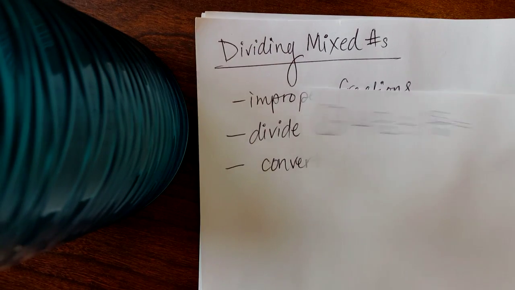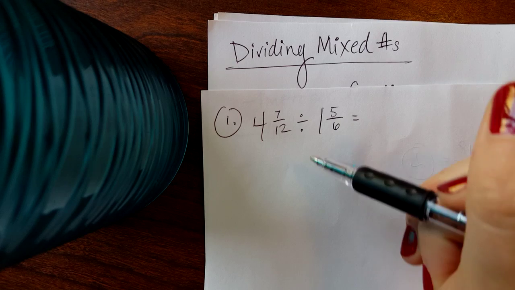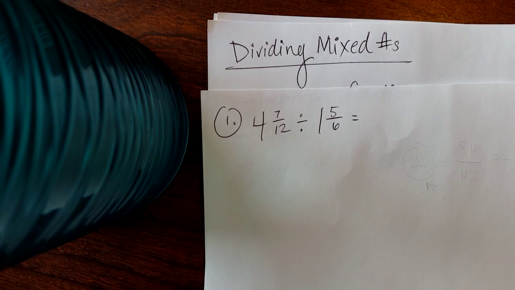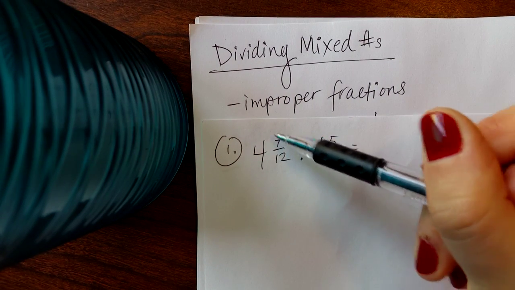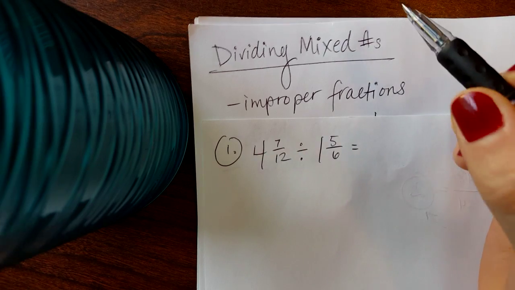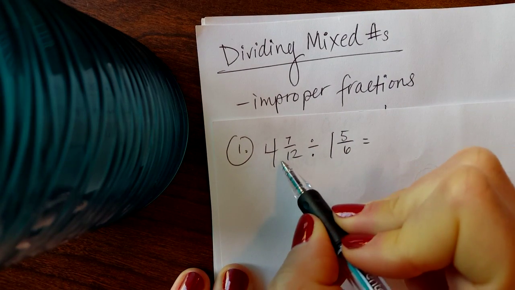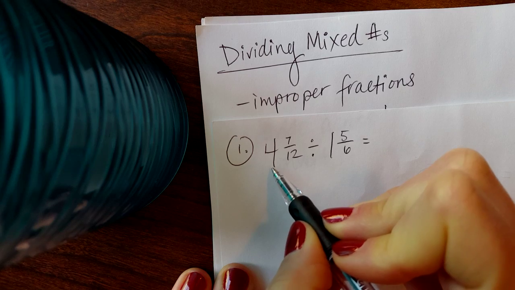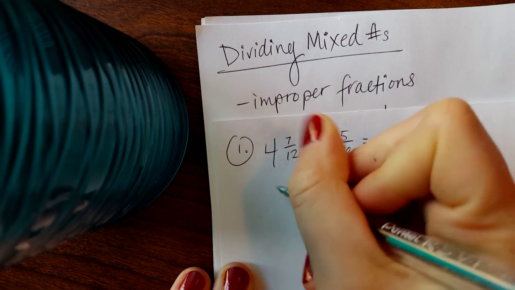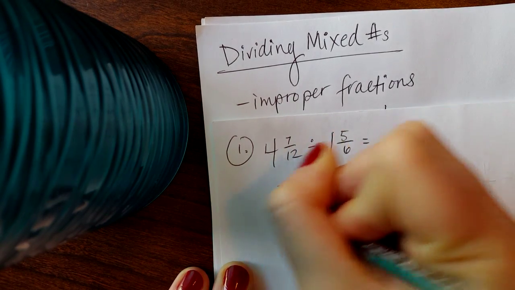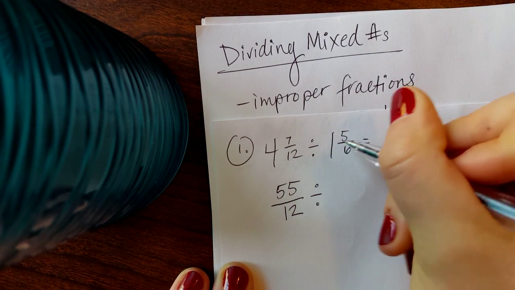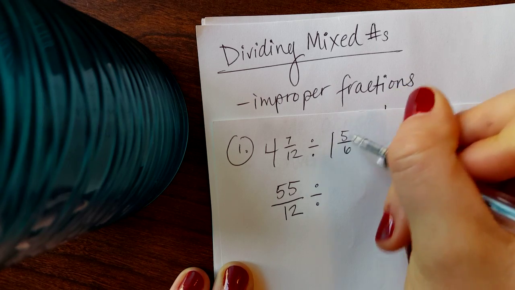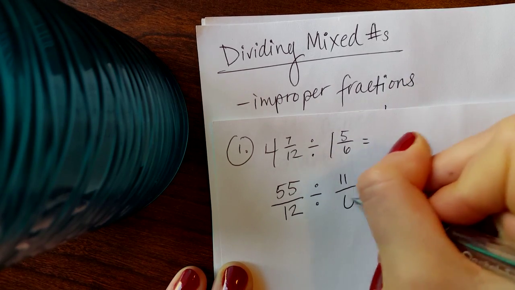All right, so let's look at this first problem. 4 and 7/12 divided by 1 and 5/6. First, we are going to turn these mixed numbers into improper fractions. So 4 and 7/12, that's 48/12 plus 7/12. That is 55/12, divided by 1 and 5/6, which is 6/6 plus 5/6, that's 11/6.